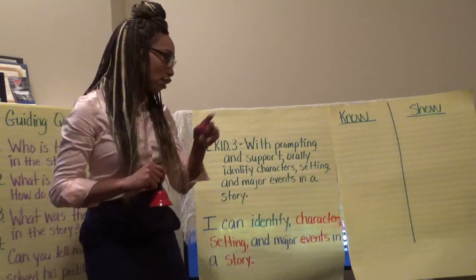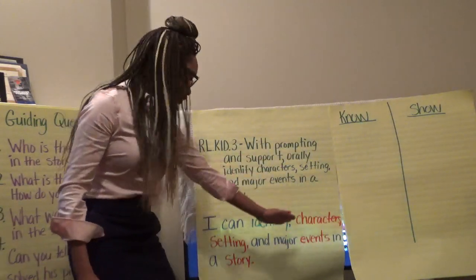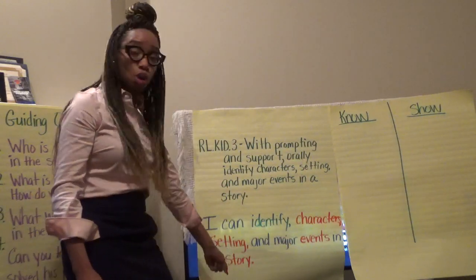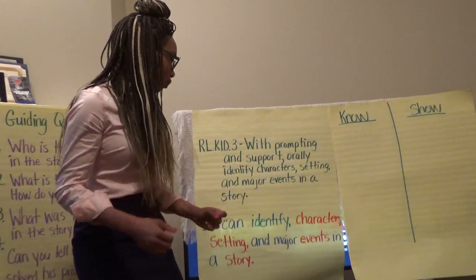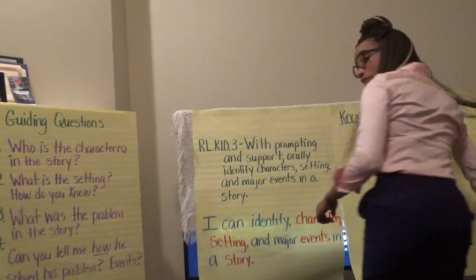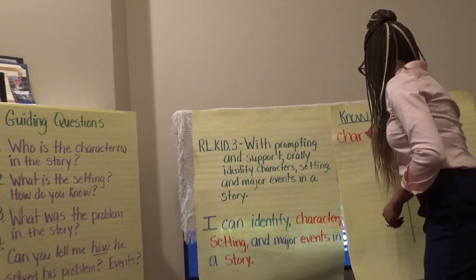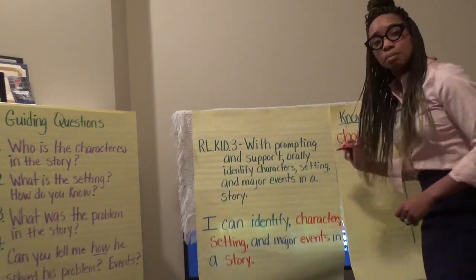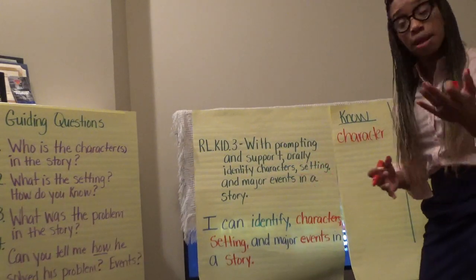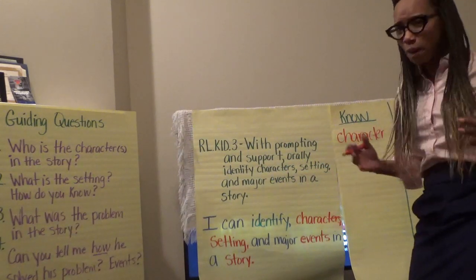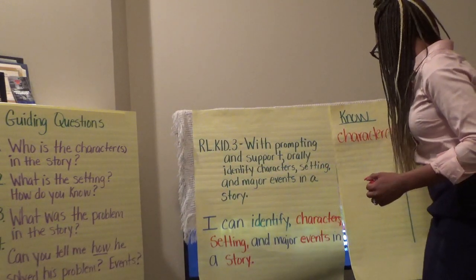All right? So the first thing we need to know before we get started in our lesson is characters, setting, events, and story. Those are things that we need to know. So characters. I'm going to write this over here. Characters are the people, the animals, or little creatures that may be in a story that show action. They're always doing something in the book. So those are your characters.